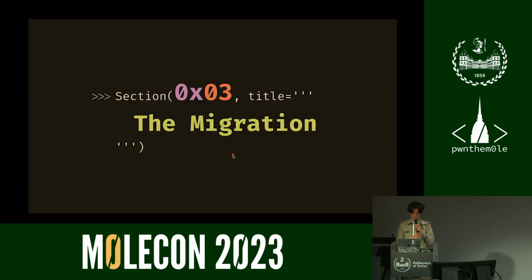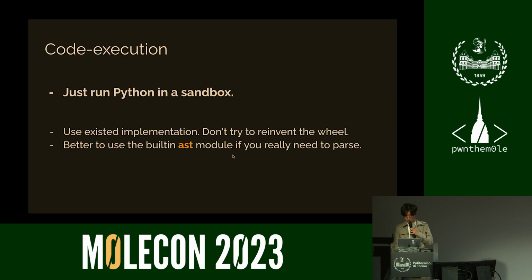And now let's talk about mitigation. Okay. So first, let's talk about code execution. Why not just run Python in a sandbox? Yeah, it will be better anyway. But if you really need to run it directly, but you still want to keep it safe, it's better to use an existing implementation. Don't try to reinvent the wheel. And if you really still need to parse the Python code, it's better to use the built-in AST module in case of some weird behavior, for example, like NFKC.